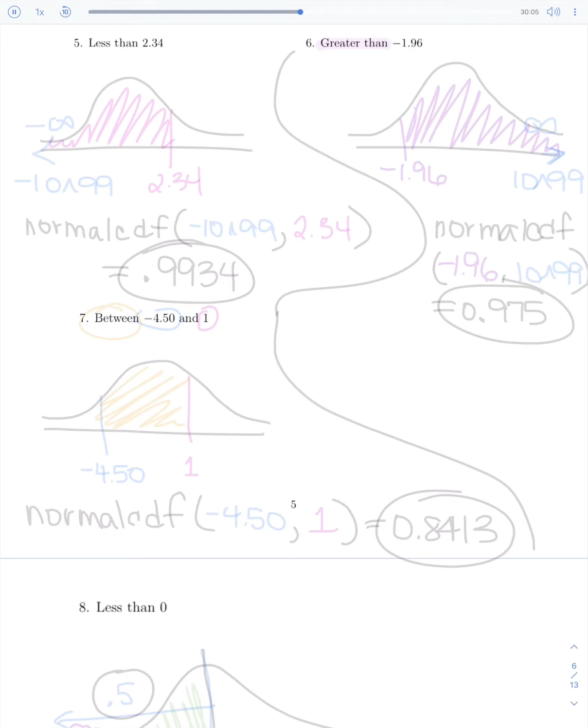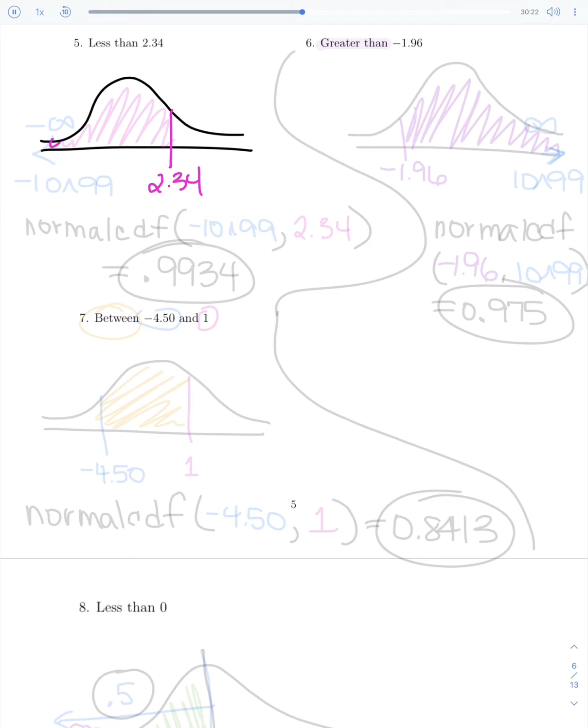Take a look at 5. For 5, we can again draw our standard normal curve. We've got 0.234, which is somewhere on the right because it's bigger than 0. So you've got 0.234 as your z-value.